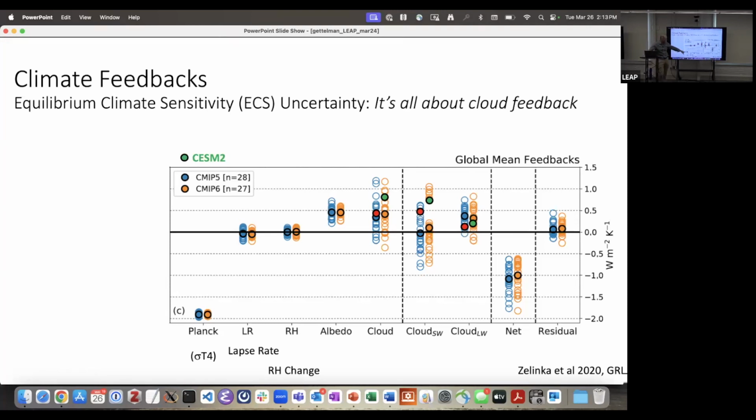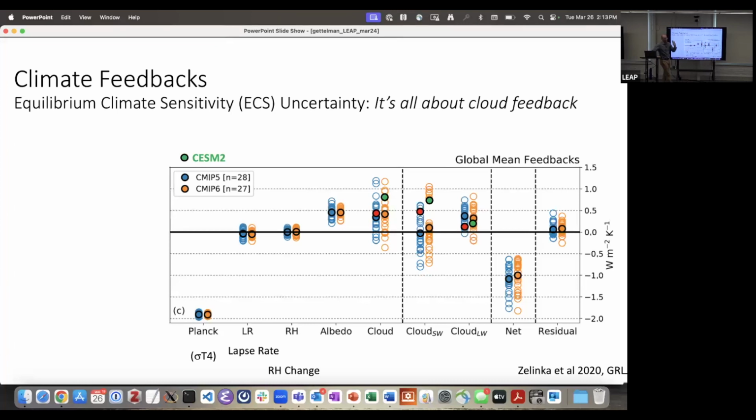The first one is the Planck effect. If you warm up the planet, it's a black body, it radiates more to space. That's just sigma T to the 4th. That's a huge negative cooling effect. That's good because you don't want the sum of these to be positive. Otherwise, you get a runaway greenhouse effect, right? So this is the negative feedback that everything pushes against.